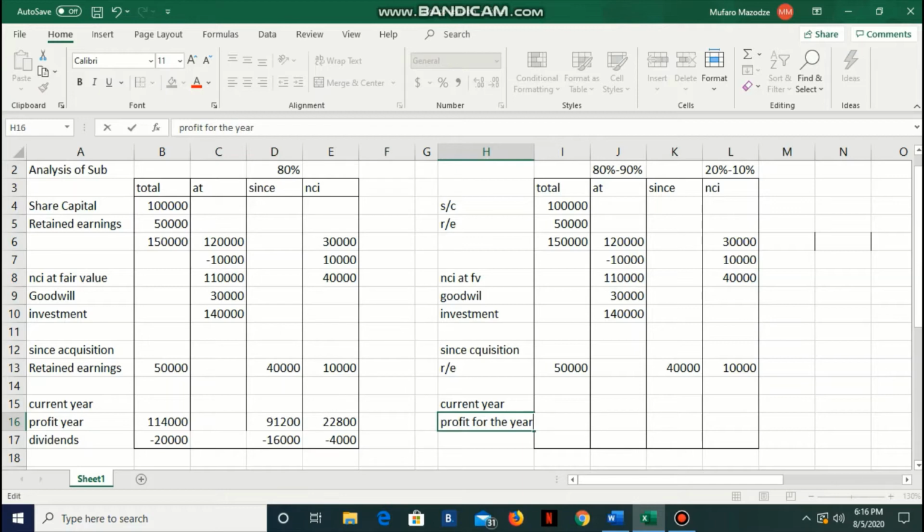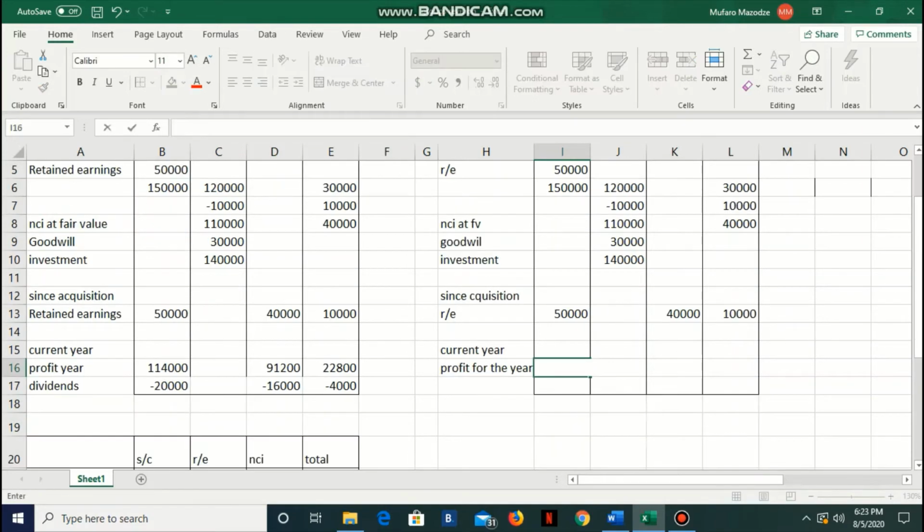So this current year profit for the year, in the previous example, it was actually 120,000, I believe. So it becomes 120,000 rand divided by two. We almost made a mistake there. I'm supposed to take the 114,000 divided by two, and that's how we split our profit.